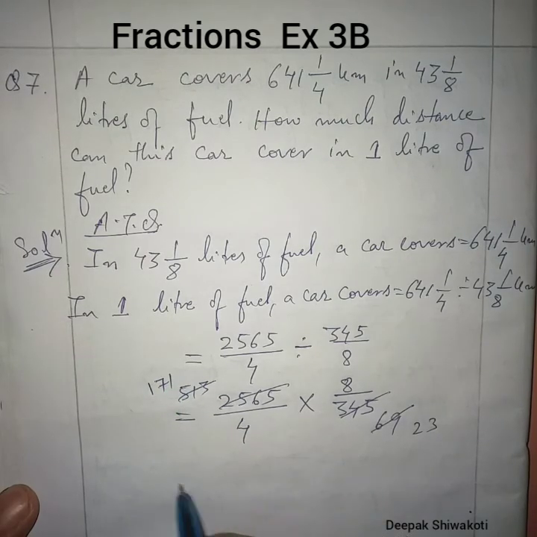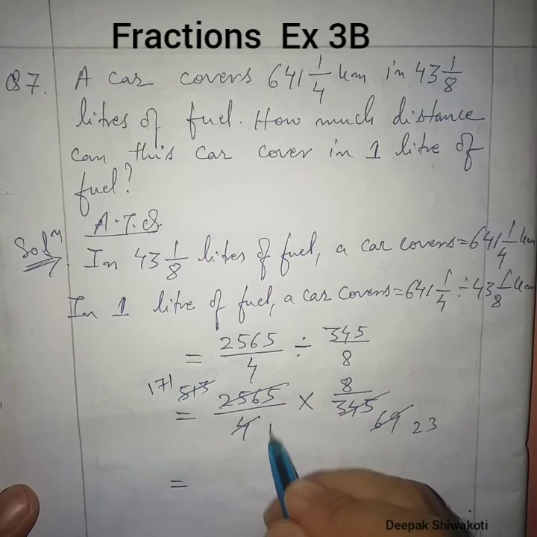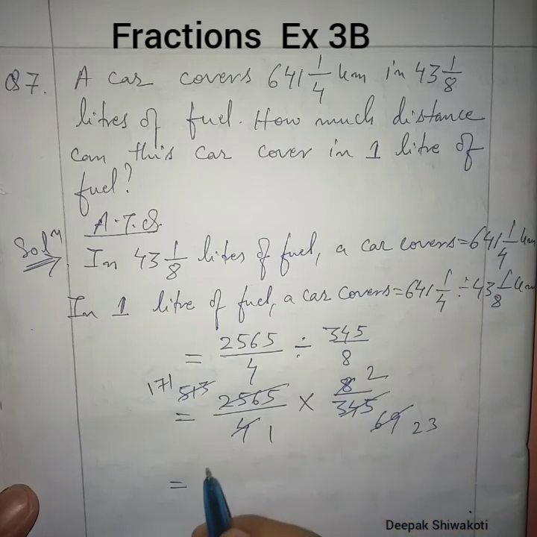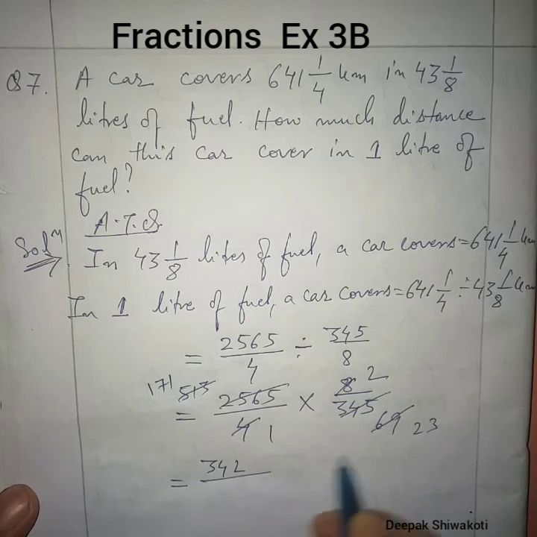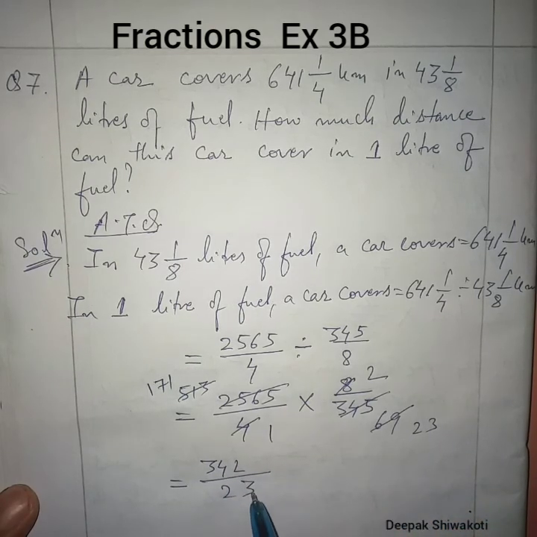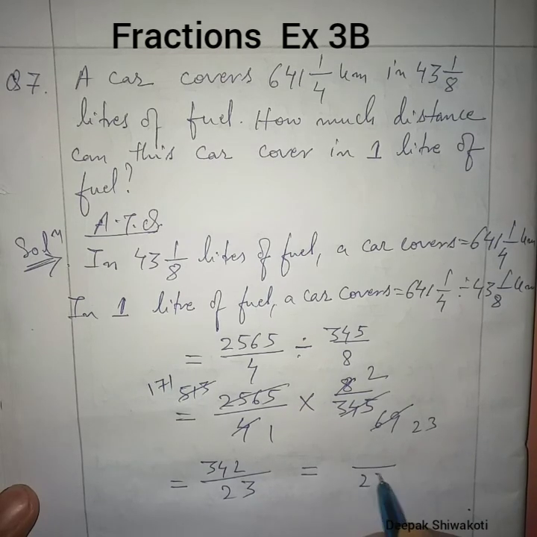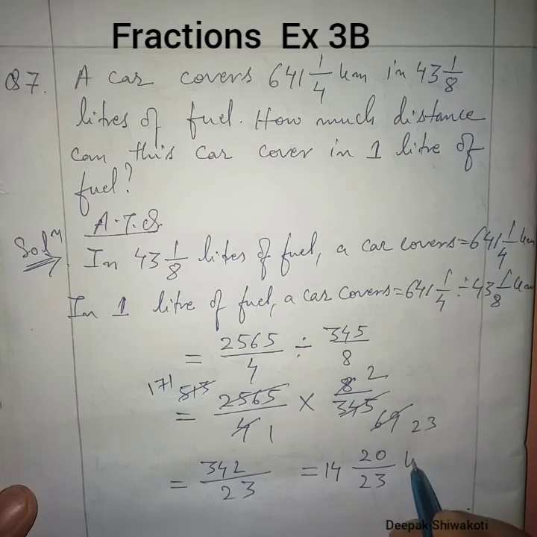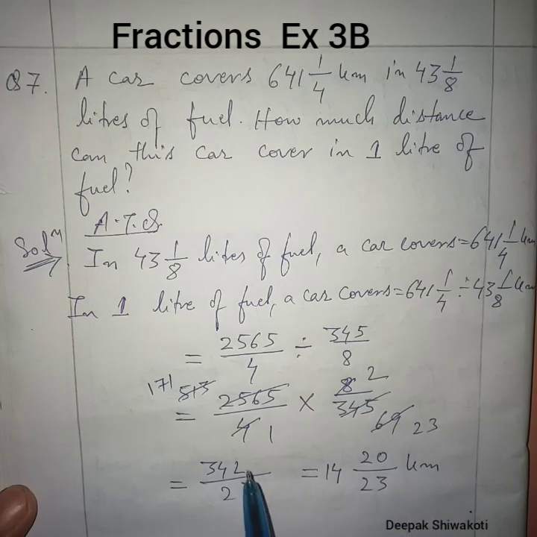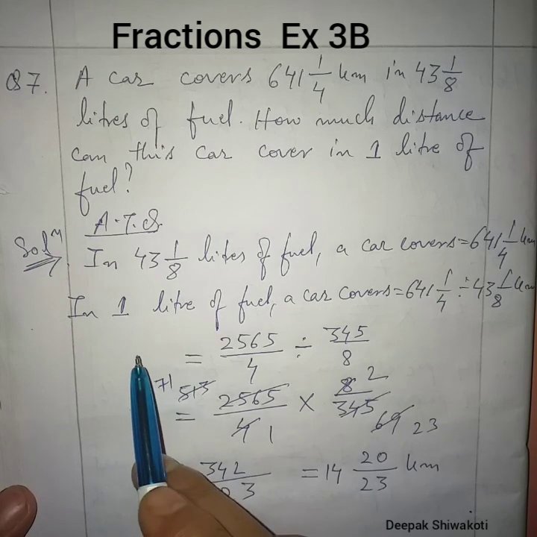Okay, now multiplying, this also is going to cancel. Multiplying this we will get 342 and here 23. Okay, so convert it into mixed fraction: 23 14 times, here 20 as the remainder. So this many kilometer can be covered by this car using 1 liter fuel.